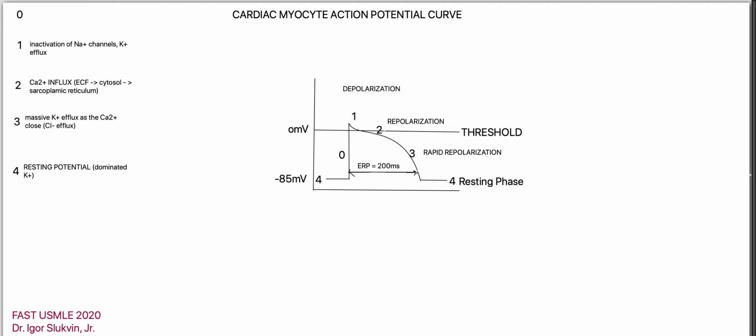Well, simply, the cardiomyocytes are electrically coupled to each other by gap junctions, and we have a phenomenon called calcium-induced calcium release. We need calcium to repolarize the heart.